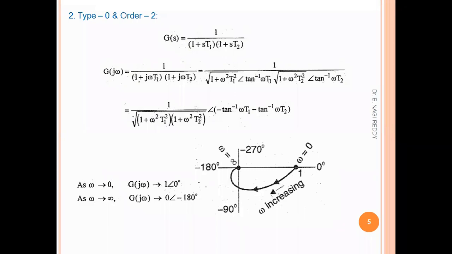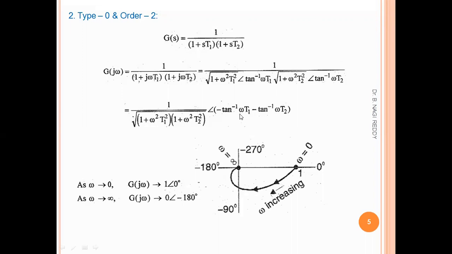Now same from omega is 0 to omega is infinite, we have to calculate or determine the magnitude and angle. Now see, substitute omega is 0 to get the magnitude here. By substituting omega is 0, this term will become 0, so only 1 will be there. Here also only 1 will be there. So 1 into 1 becomes 1, under root of 1 becomes 1. So 1 by 1 becomes 1 is the magnitude here.